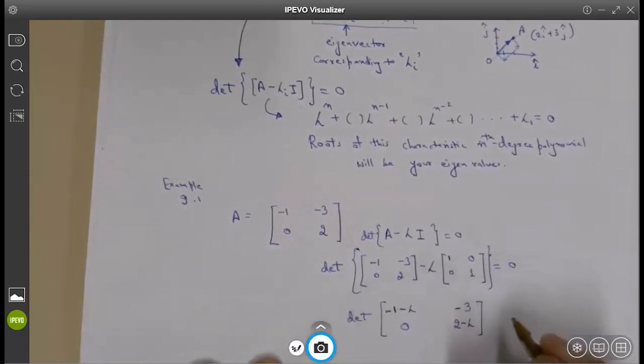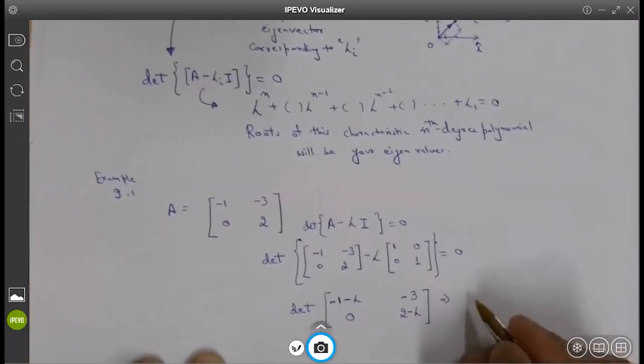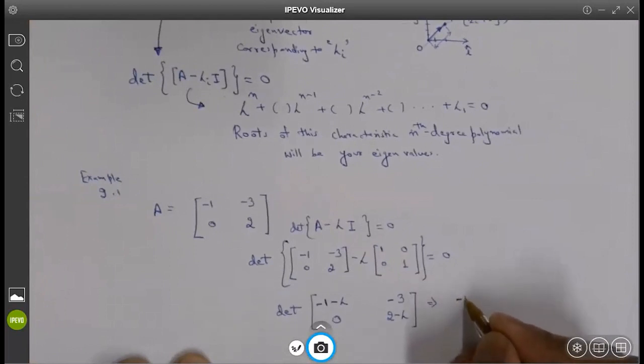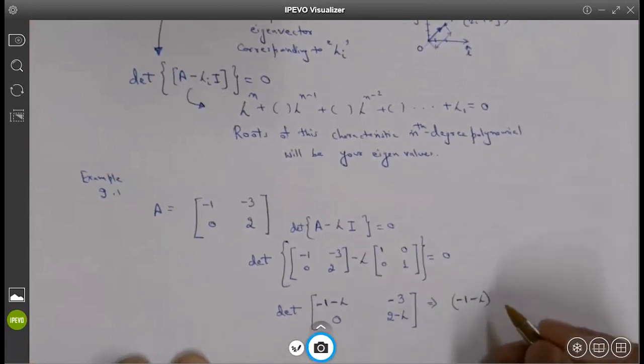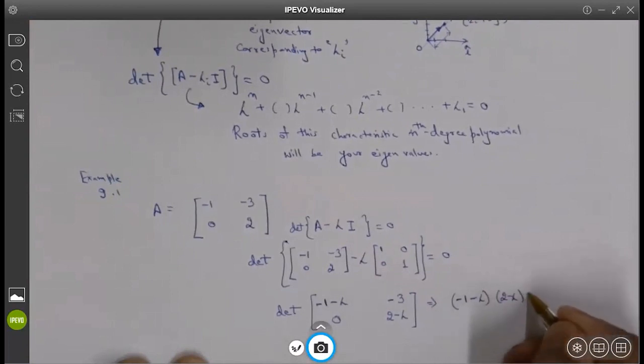And if you take the determinant of that, you will see it will be (-1 minus lambda)(2 minus lambda) equals 0.